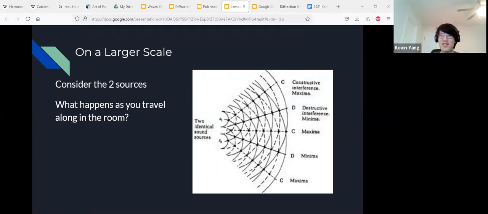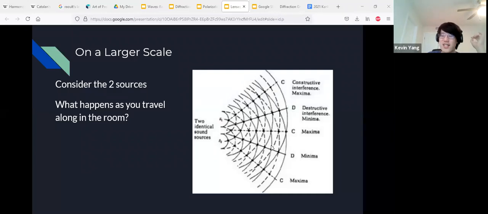Yeah, right. As you walk across this room, you're going to hear places where they're going to perfectly cancel out, and you're not going to hear very much, right? And when you get to other places, you're going to hear it very loudly because they're going to perfectly line up with each other, right? So as you're walking across this room, you might hear sections where it's louder. You're going to hear sections where it's softer, and you're also going to hear sections where it's not as loud or not as soft. So does anybody have any questions about this?